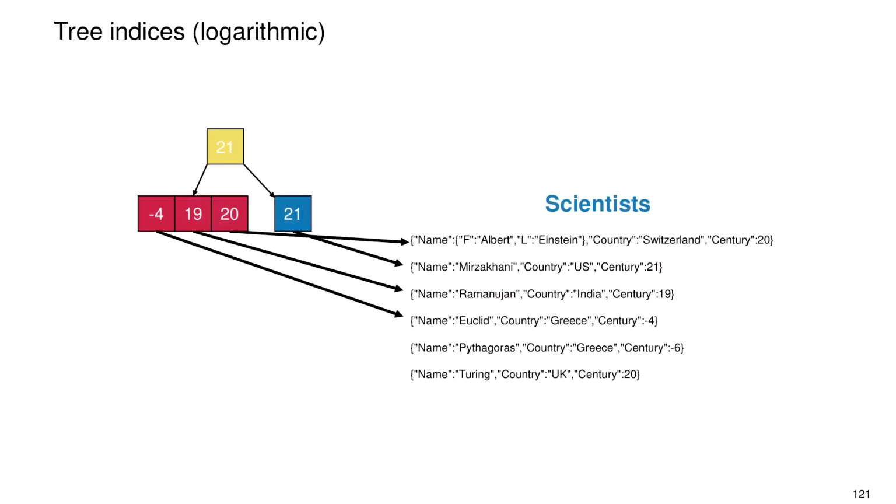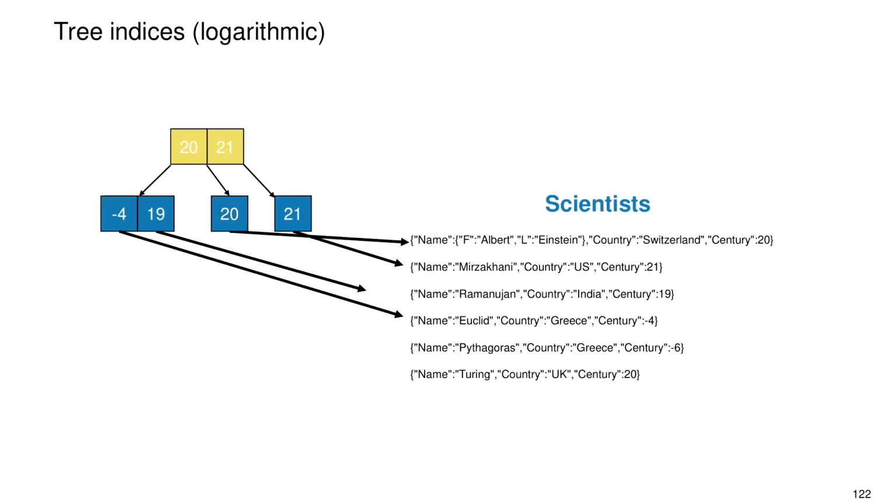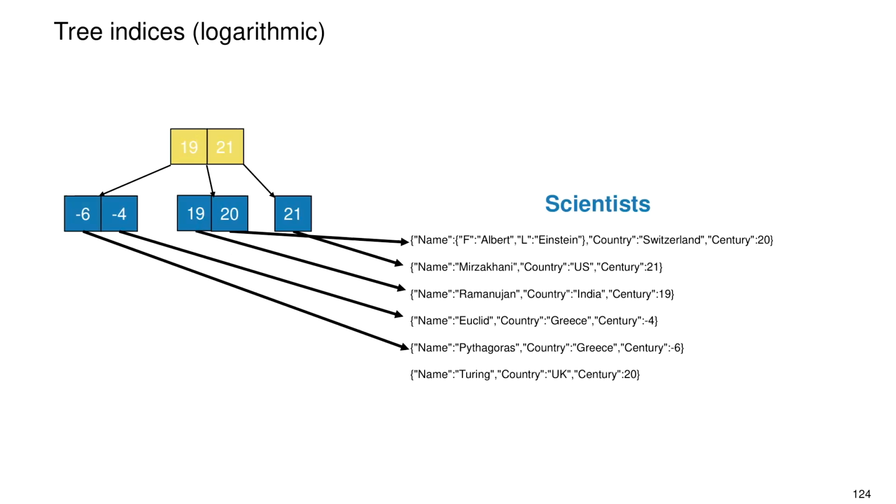Then Euclid, -4. Here I can split, but I can also rearrange, right? Oh no, I split it. Okay, so I split. Pythagoras, -6. Here I can rearrange. So instead of splitting, I just moved over the 19 to the second cell. I can do that, right? Do you agree it's the same? I just move it over here, and that way I still have 2 values. Turing, 20. Do you agree I have an index now? But now my index, instead of the hash, is using the tree.